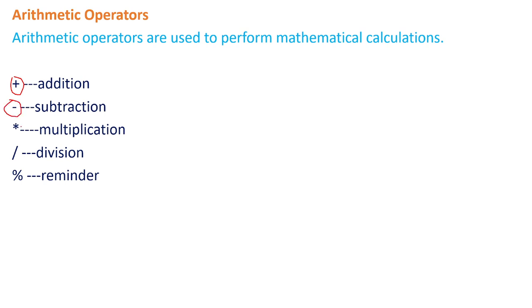The subtraction we use this, multiplication we use this, division we use this. The remainder you should know. This is to be known. This percent sign we need to use to get the remainder.